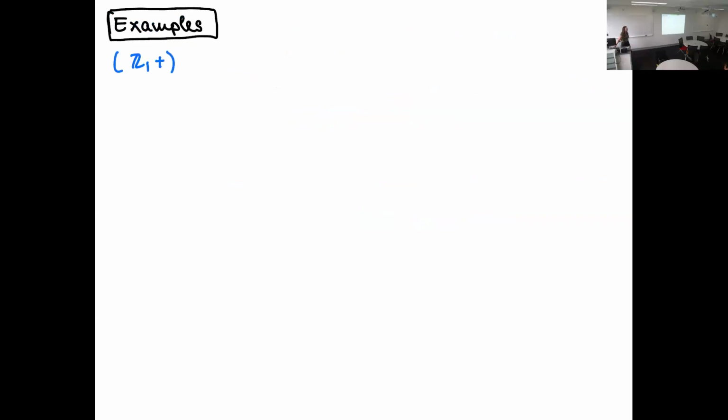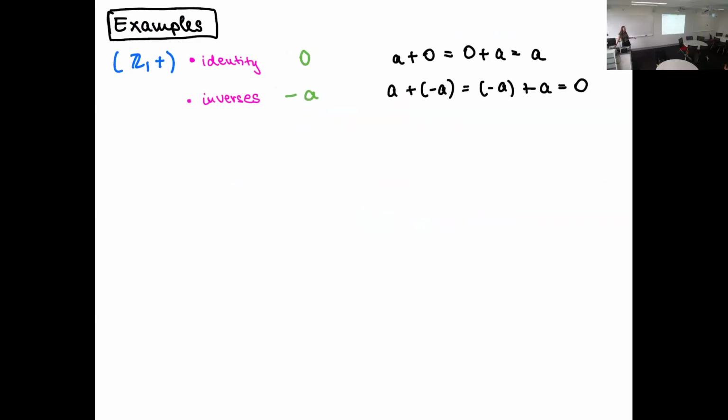Okay, so some basic examples of groups. For example, you can take the integers with addition. So obviously we have the identity, which is 0. Every element has an inverse, which is its negative, because if we add something to its negative, it's 0. And then associativity also obviously holds.